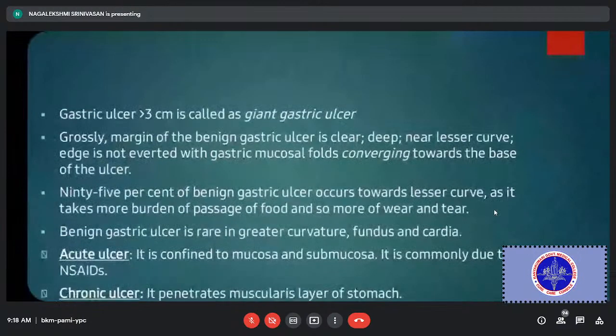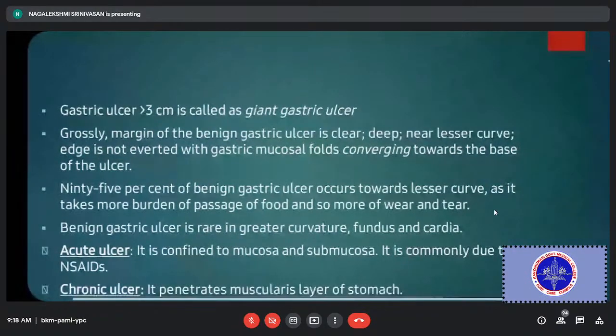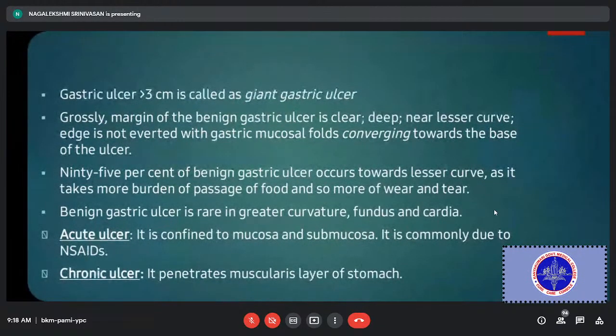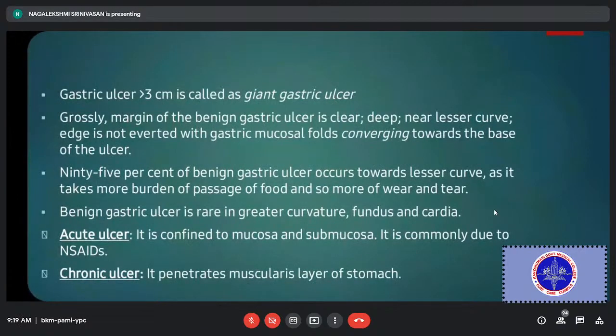And grossly, the margin of the gastric ulcer: whenever you go through the margin, you can identify whether it is a benign ulcer or a malignant ulcer. Usually the margins of a benign gastric ulcer are clear and deep, and it will be near the lesser curvature. So a lesser curvature ulcer will mostly be benign, whereas ulcers near the greater curvature will mostly be malignant.